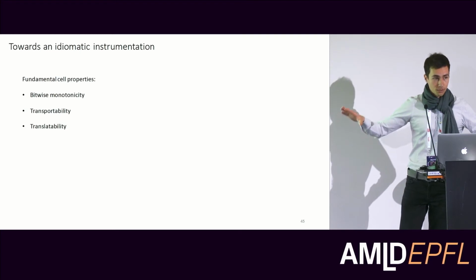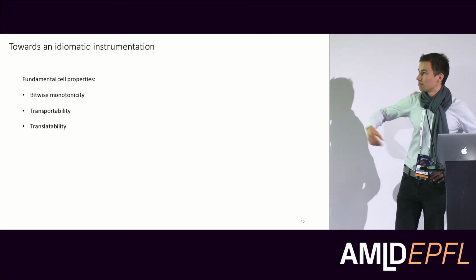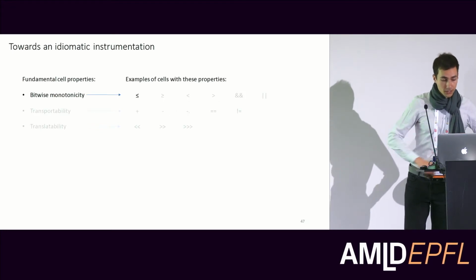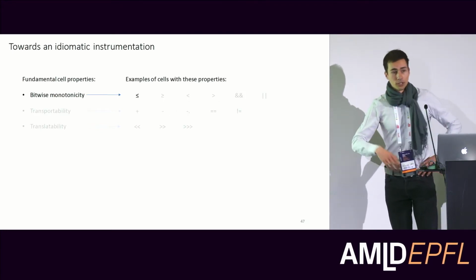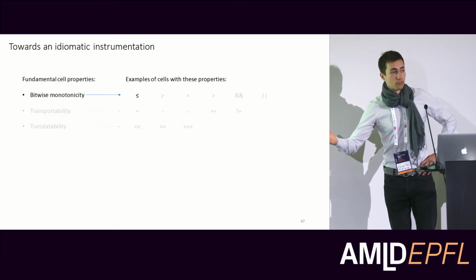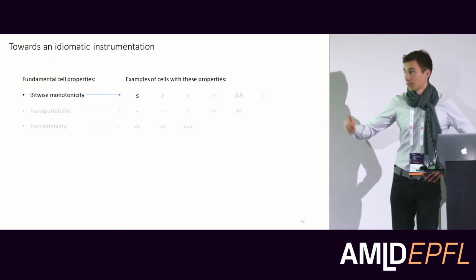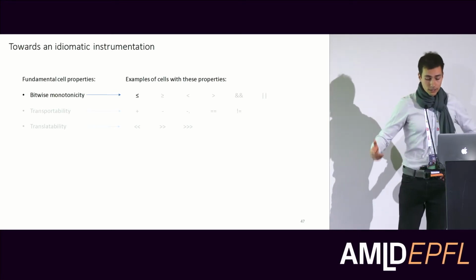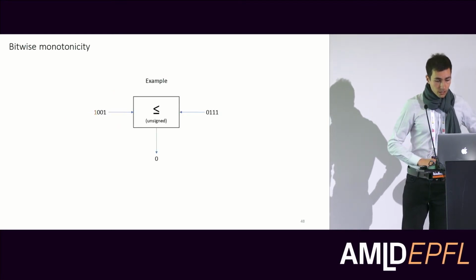So look at the paper for a very specific definition of them. I will focus on monotonicity, and you will see that it looks very much like the intuition that you would have, so just increasing functions or decreasing functions. And I will focus on the example of the comparison cell, but you will get the rough idea. Let's look at the example.